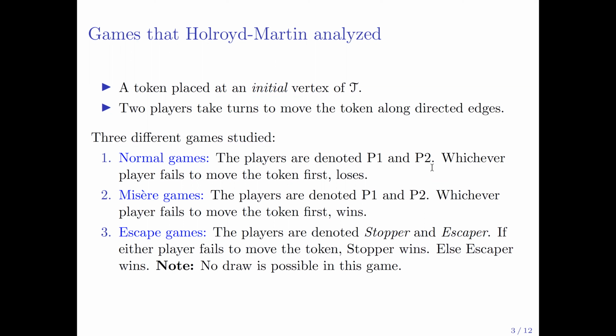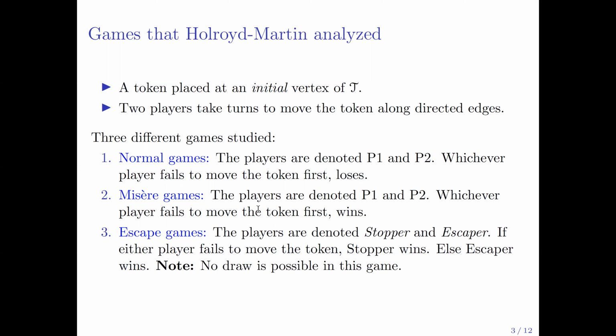So in the normal game, whichever player fails to move the token first will lose. In the misère games, I don't know if I'm pronouncing this correctly, it's the opposite rule to decide the outcome of the game, meaning whichever player fails to move the token first wins the game. Okay, so when will you fail to move the token? If you reach a leaf vertex from where there is nowhere to go. Okay, so these two are kind of like opposites of one another, and many of their analyses can be quite closely related.